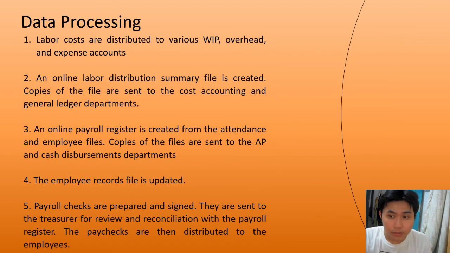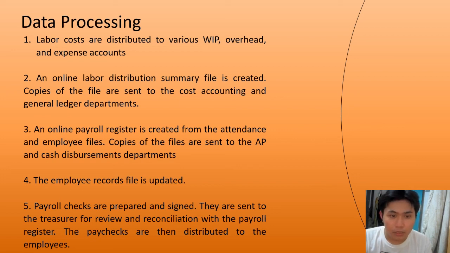Next is the data processing. First step is distribution of the labor cost either sa WIP, overhead, and the expense account. Second, a summary file is created of the online labor distribution. The copies of the file are sent to the cost accounting and general ledger departments. Third, an online payroll register is created from the attendance and employee files. The copies of these are sent to the AP or the cash disbursements department.